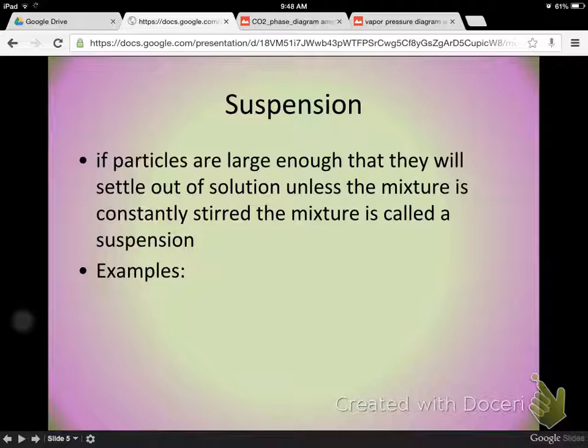And in a suspension, particles will eventually settle. You have to keep agitating them to keep them sort of appearing to be dissolved. They're really never dissolved because they will never stay on their own. Mud water or clay water is the best example of a suspension we have. Your book gives a couple others.